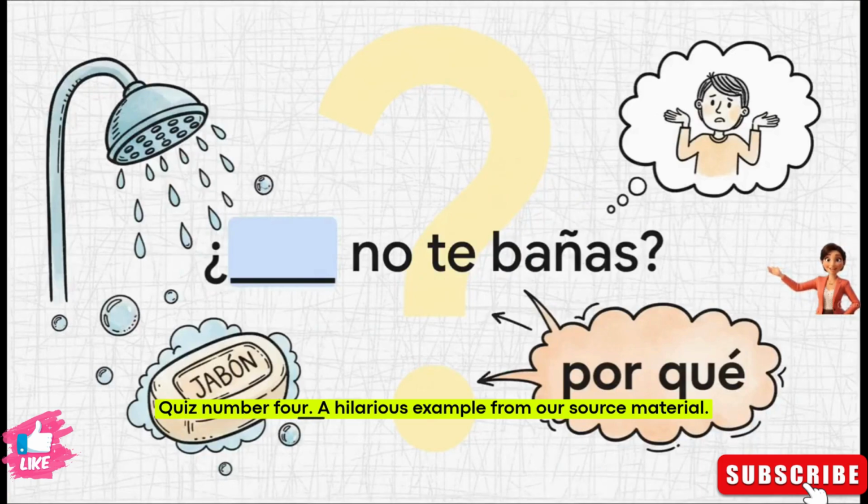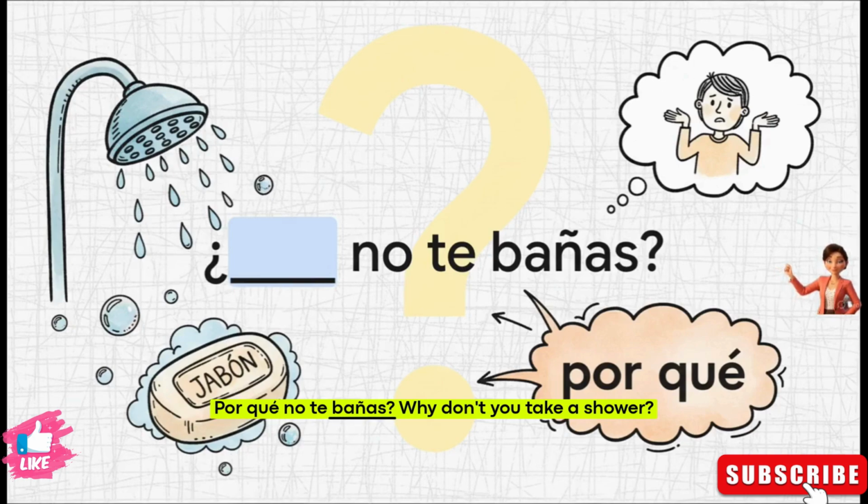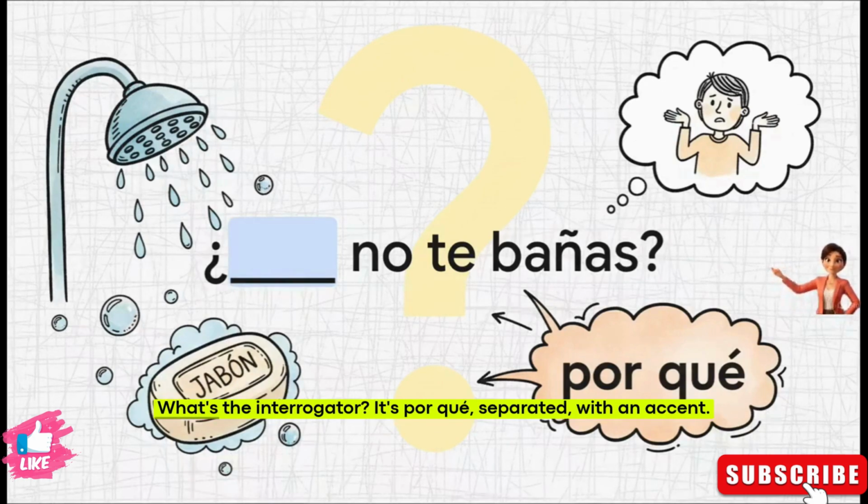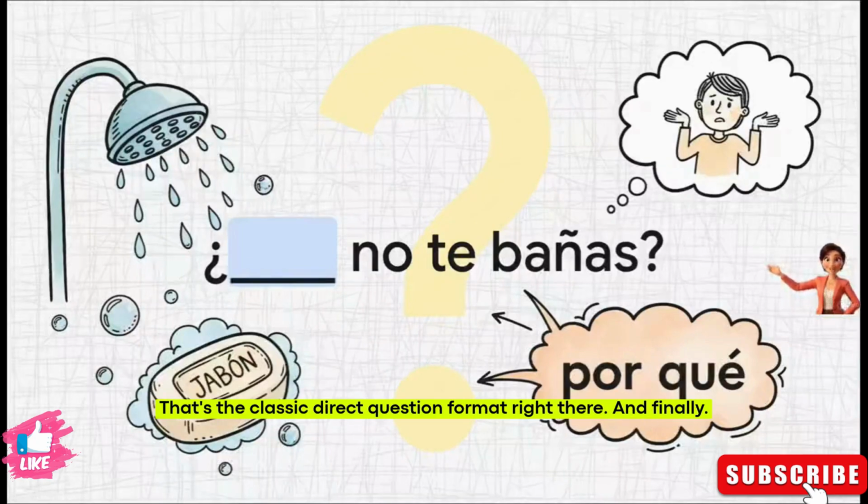Quiz number 4. A hilarious example from our source material. ¿Por qué no te bañas? Why don't you take a shower? What's the interrogator? It's por qué, separated, with an accent. That's the classic direct question format right there.